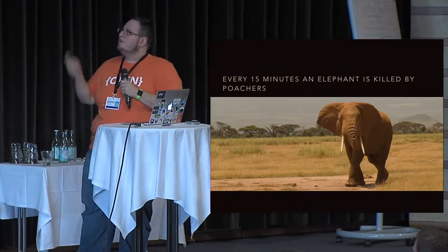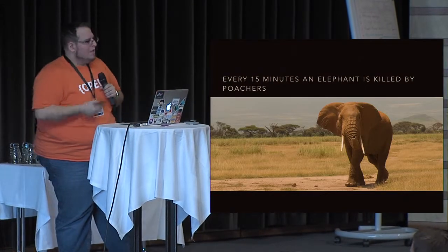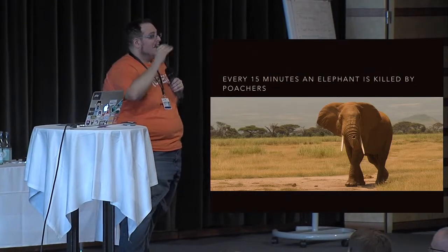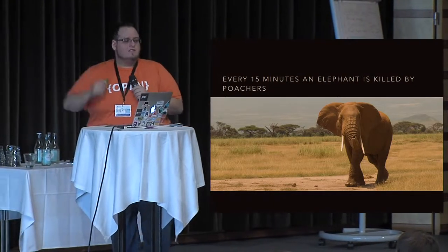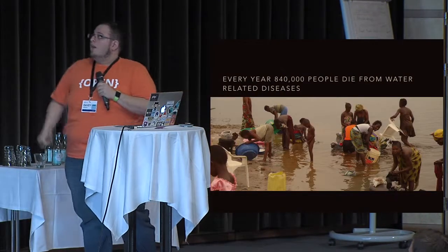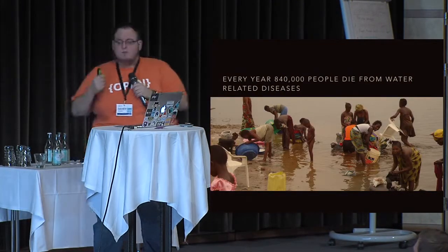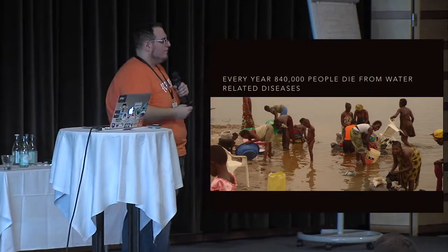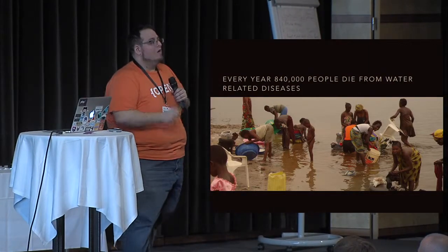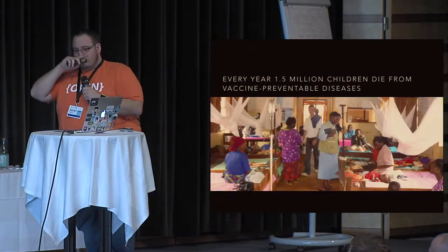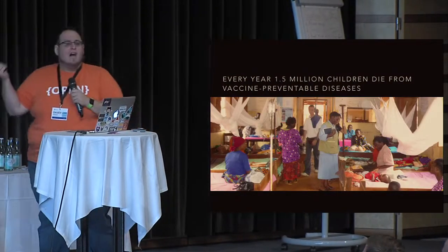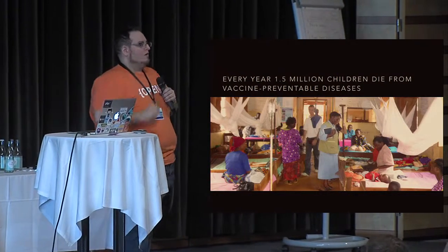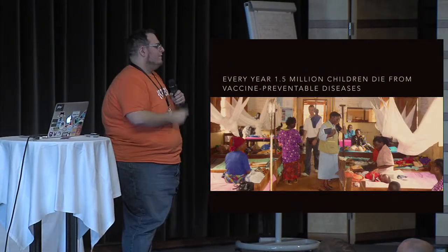Every 15 minutes, an elephant is killed by a poacher. Imagine if you had an application where somebody could text the authorities to say, hey, I've seen poachers, and they can get that instant notification out there. Every year, 840,000 people die from water-related diseases. What if you could inform someone in a remote village, hey, your water supply isn't safe right now, go find something else? And every year, 1.5 million children die from vaccine-preventable diseases. What if you could inform them, hey, if you walk a day's walk over here, you can get vaccinations for your children?